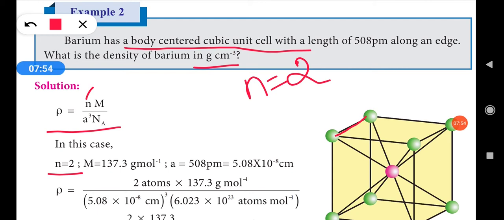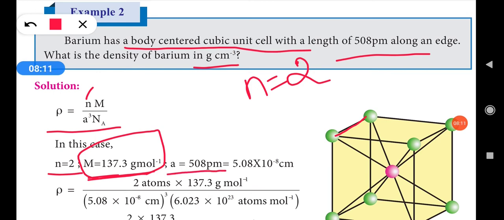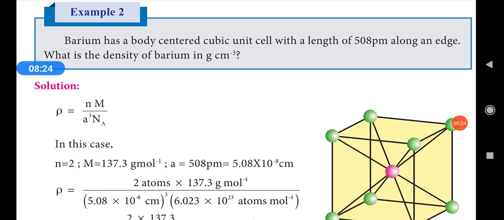Its molar mass is given, that is M. Actually it is not given here, you should know the molar mass of barium. The molar mass of barium is 137.3 grams per mole, and A value is given. A is equal to 508 picometer. To calculate in centimeters, this is 5.08 into 10 power minus 8 centimeter.